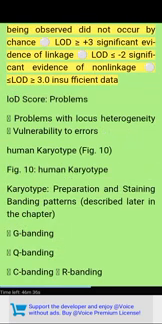being observed did not occur by chance. If the LOD is greater than or equal to plus 3, significant evidence of linkage. If the LOD is less than or equal to minus 2, significant evidence of non-linkage. If the LOD is between these values, insufficient data. Log score, problems. Problems with locus heterogeneity, vulnerability to errors.